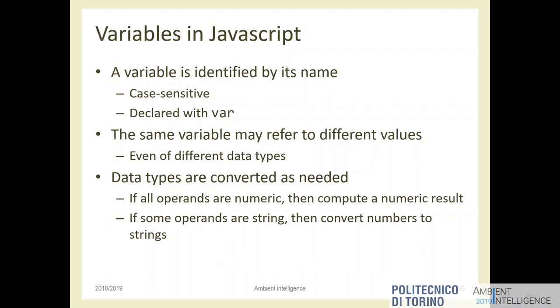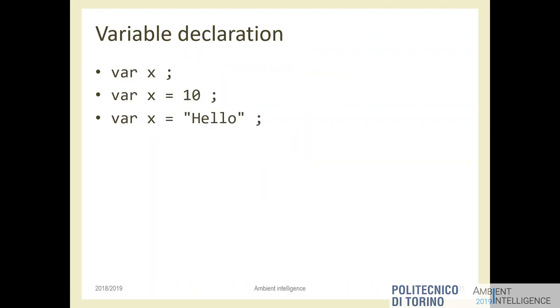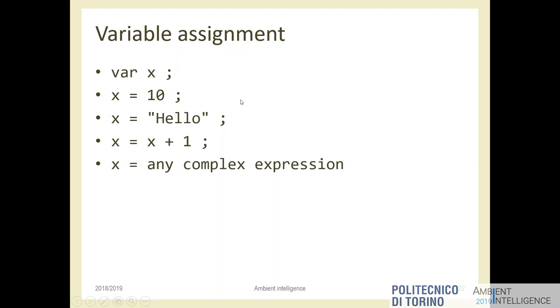Okay, data types are converted as needed. So this is something that Python doesn't do. Python doesn't take the liberty of converting a variable of one object type to another object type. JavaScript tries to do that, maybe for saving developers time or keystrokes. So these are some examples.